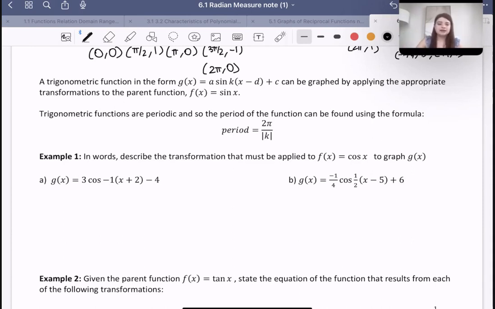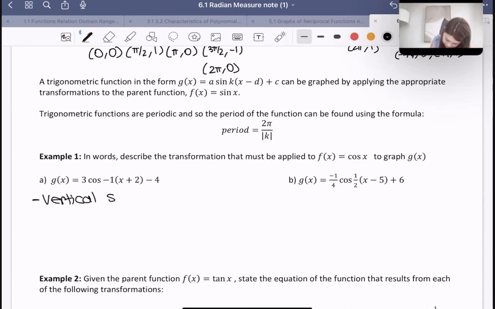But that said, all we have to do now, if we know that topic, is to apply it to this situation. So what does the 3 mean? What does 3 with a mean? Well, that means that we have a vertical stretch by 3.